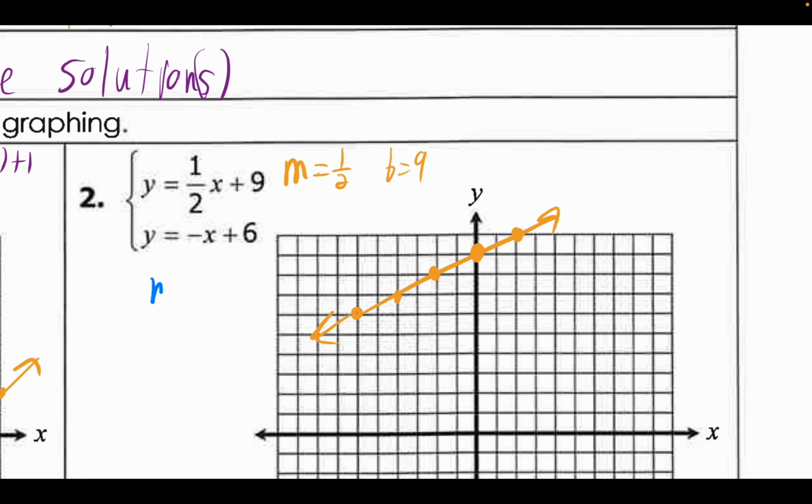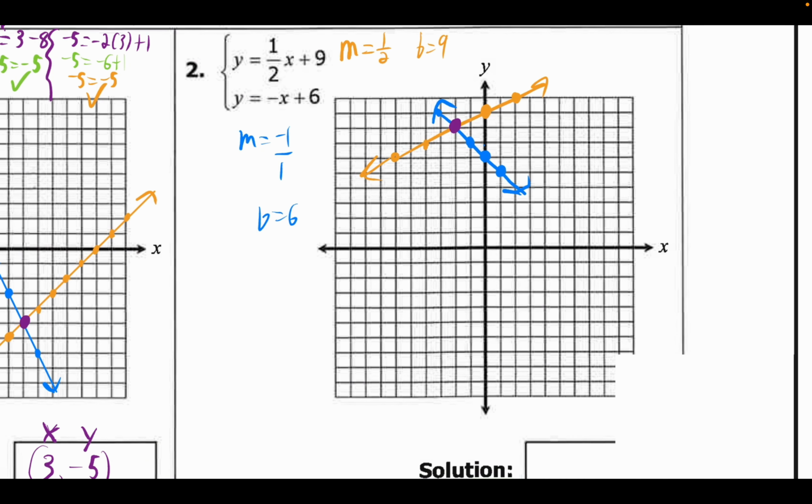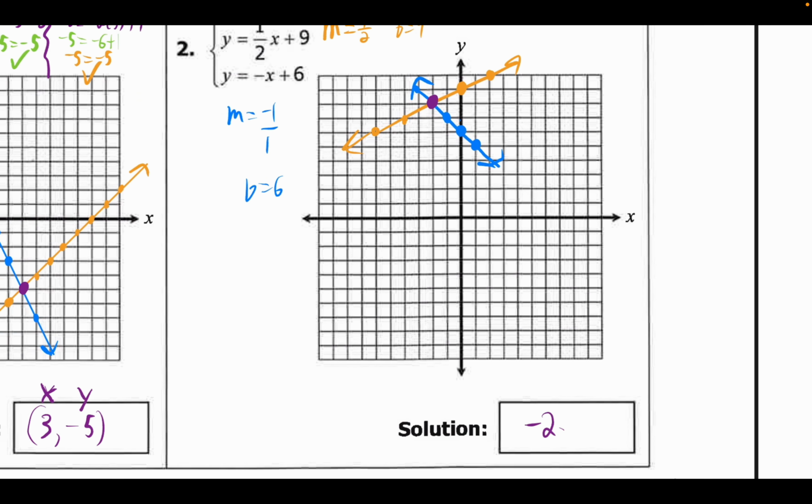Then I'll graph this other one. I'll do it in blue again. I get -1 or -1/1, and my b of 6. And I either go down 1, right 1, or up 1, left 1. And I notice that these intersect right here at the purple point I made, which is -2, 8. And so we write our answer as an ordered pair, and we call it good. Moving on to number 3.